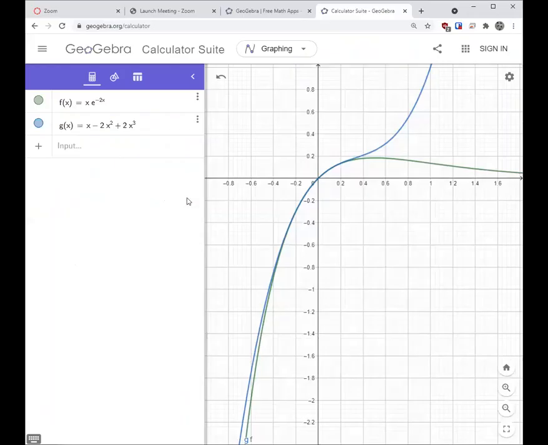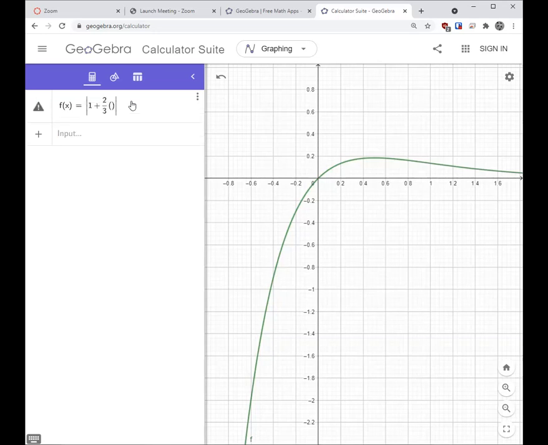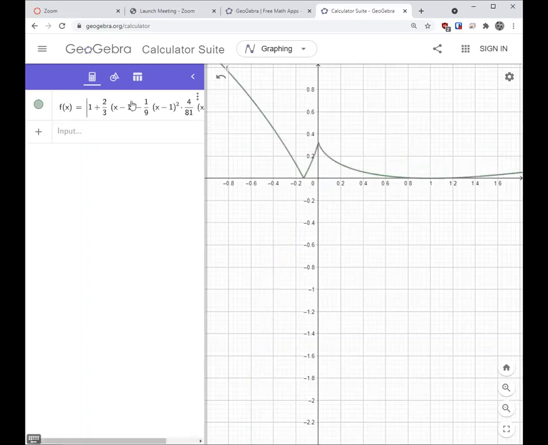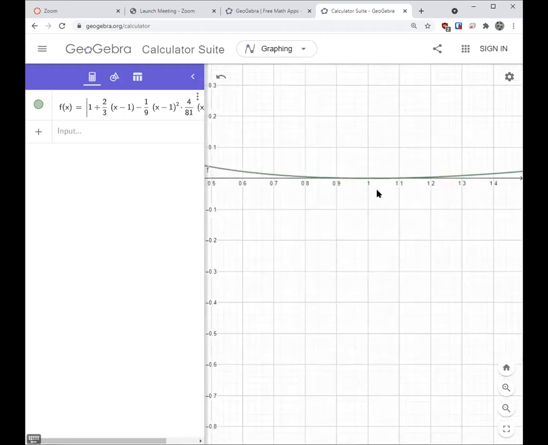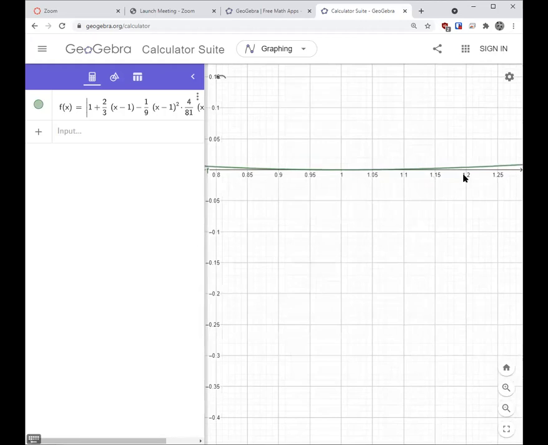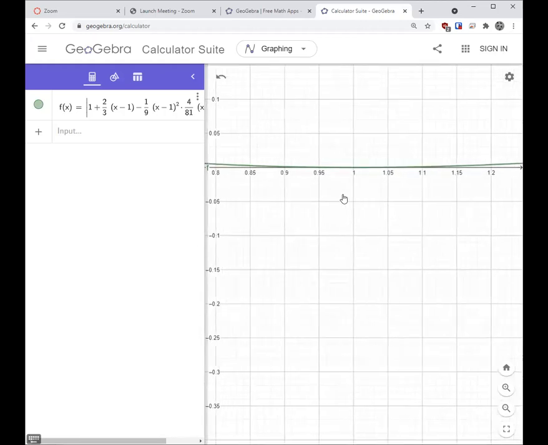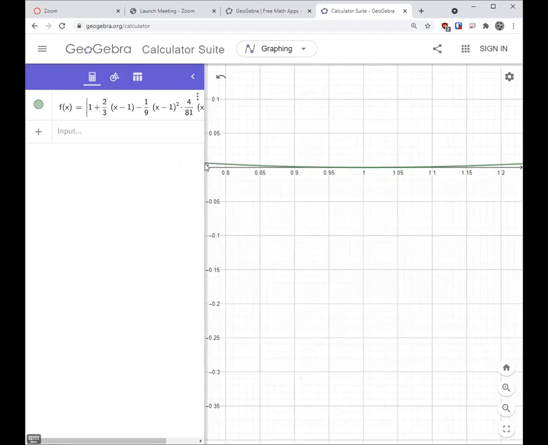graph it using GeoGebra. So here I'm just going to delete the second graph, and it can handle absolute values, fortunately. So absolute value, and we have 1 plus 2/3 x minus 1 minus 1/9 x minus 1 squared. It's the T3 polynomial, minus x to the 2/3. Okay, looks kind of weird. But we're only interested in the interval from 0.8 to 1.2. So you can zero in on that. It looks like that basically.